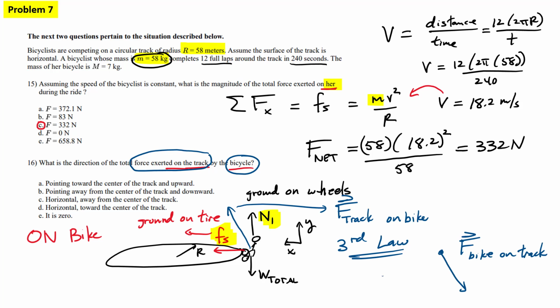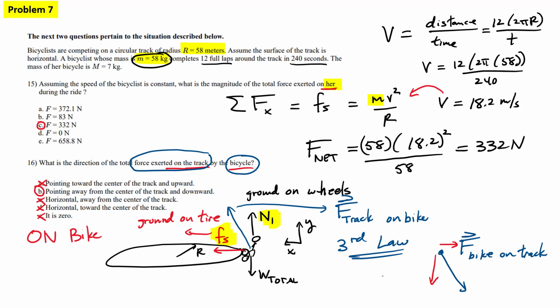No, it's not. Pointing away from the center of the track and downward? This is a very good choice, right? That's what this force is doing. It has a component that's pointing away, and it has a component acting down. It's not only horizontal, so you get rid of those ones, and it's certainly not zero.